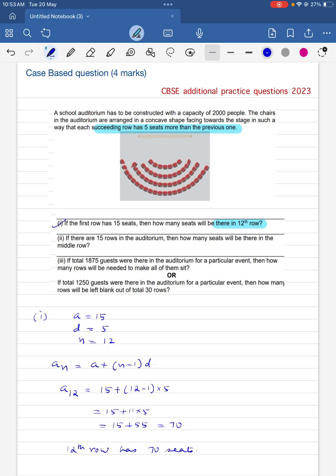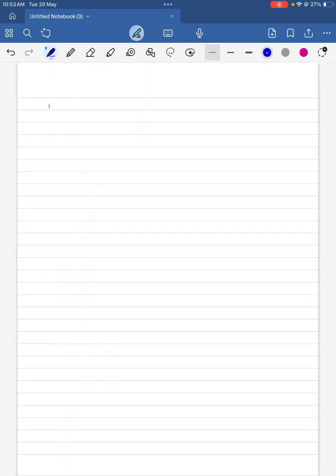Now let's look at the second part of the question. Here they're asking you to find out the number of seats in the middle row. And they've said that there are 15 rows in the auditorium. If there are 15 rows in the auditorium, then find out how many seats will be there in the middle row. Okay, so let's look at the question again.